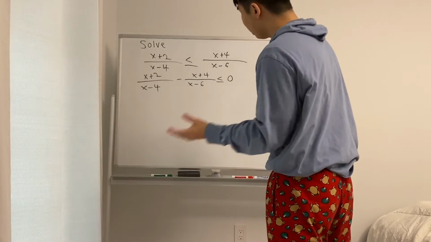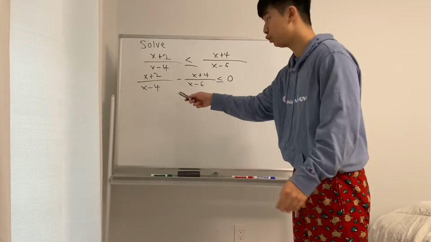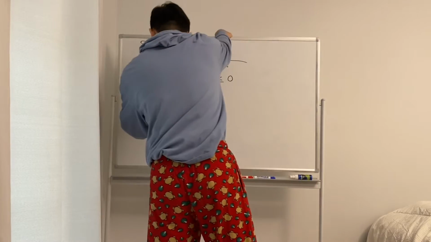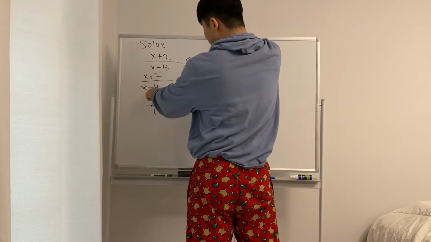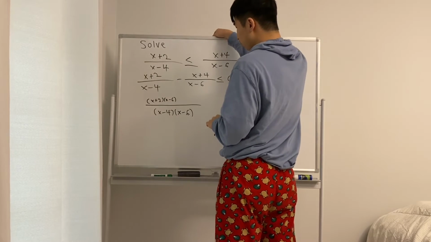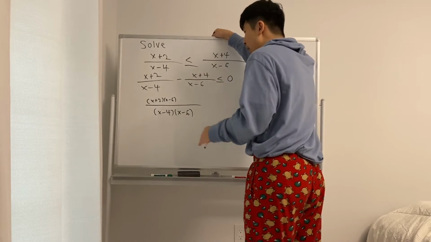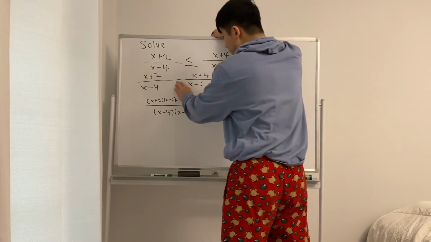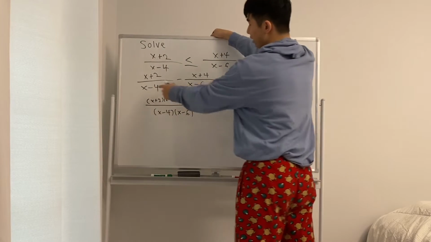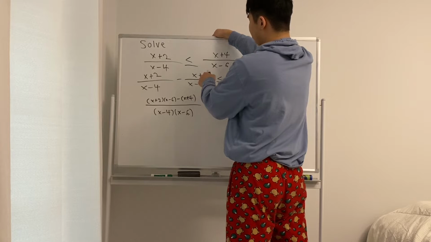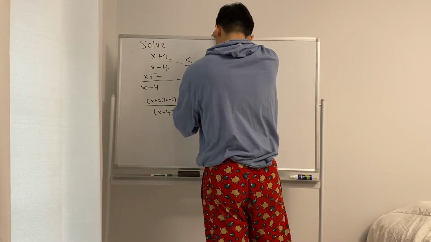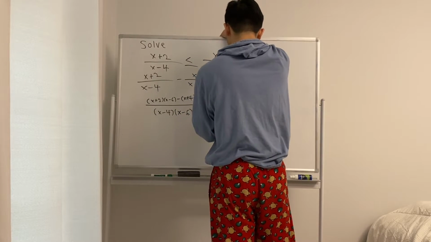The way you do that is, if you want to subtract this, you have to find a common denominator. So the common denominator is x minus 4, x minus 6. If we're multiplying this by x minus 6, we have to multiply this by x minus 6. I have to make sure that I keep this negative sign with the x plus 4. And if I'm multiplying the x minus 6 by the x minus 4 for that common denominator, I have to multiply the x plus 4 by the x minus 4. And this is going to be less than or equal to 0.